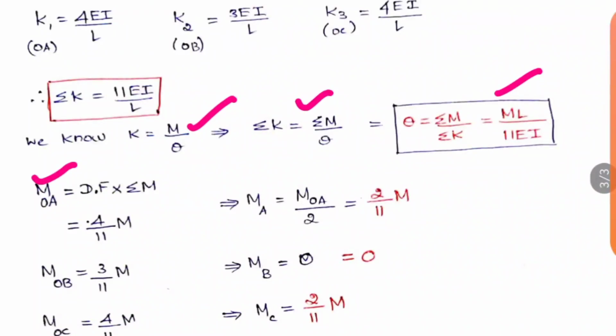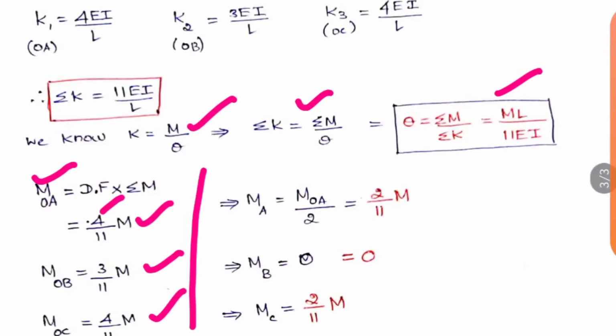Similarly for OB it will be 3 by 11 and for OC it is again 4 by 11. I am dividing the K value by sigma K in each case. Here I have directly written 4 by 11 into sigma M, which is M, so 4 by 11 into M. Now just hide this right side portion. First we can find this portion alone. The next case is MOB, which is 3 by 11 into M. So we got MOB, and for OC it is again 4 by 11 into M.